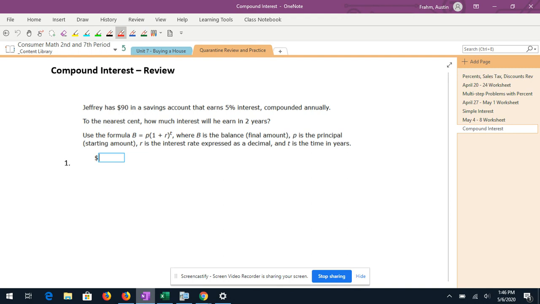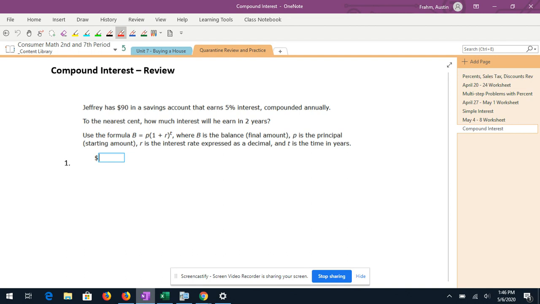Use the formula B equals P times 1 plus R to the T power, where B is the balance or the final amount, P is the principal or the starting amount, R is the interest rate expressed as a decimal, and T is the time in years.